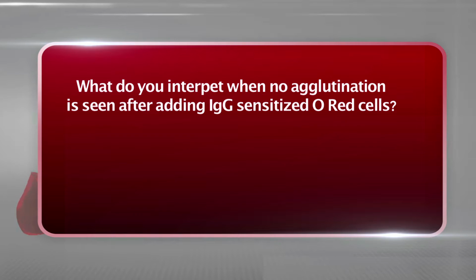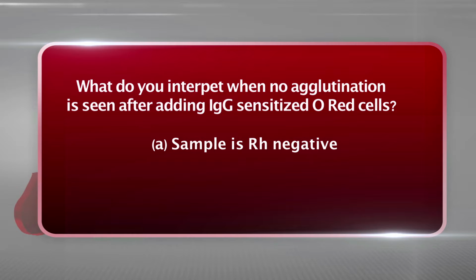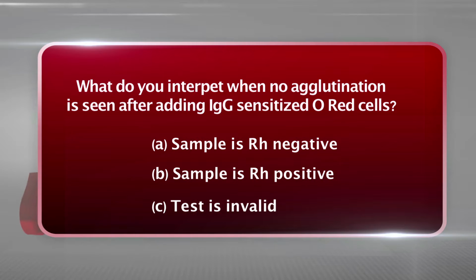What do you interpret when no agglutination is seen after adding IgG sensitized O red cells? A. Sample is Rh negative. B. Sample is Rh positive. C. Test is invalid. The correct answer is C. Test is invalid.